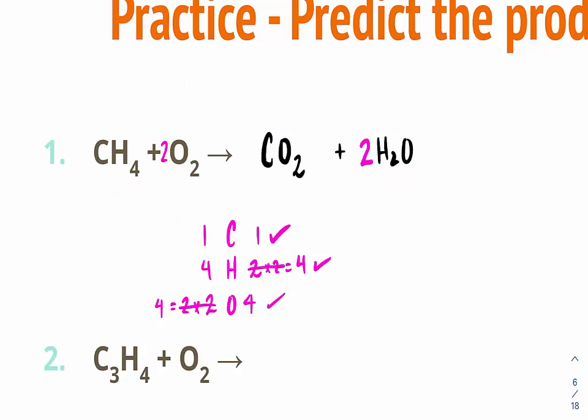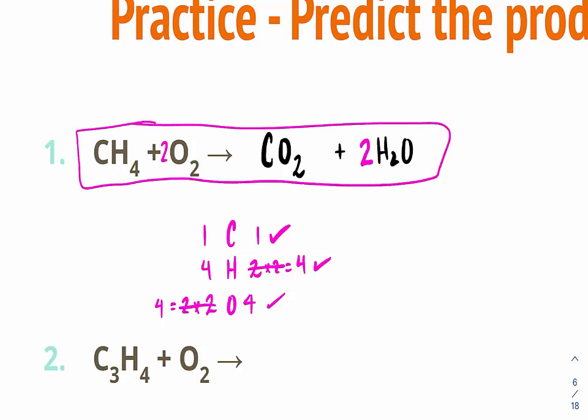And that is my balanced equation. You've probably done that one before if you've been balancing equations for a week or 2, but it's still good to practice as much as possible. Okay, let's do another one.